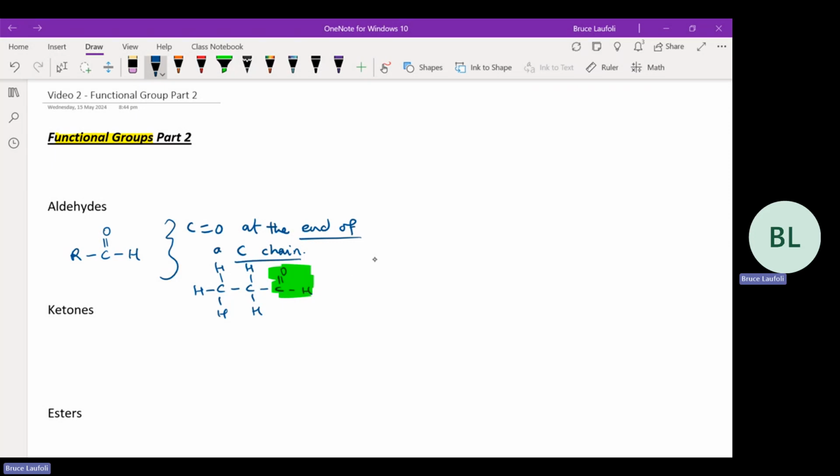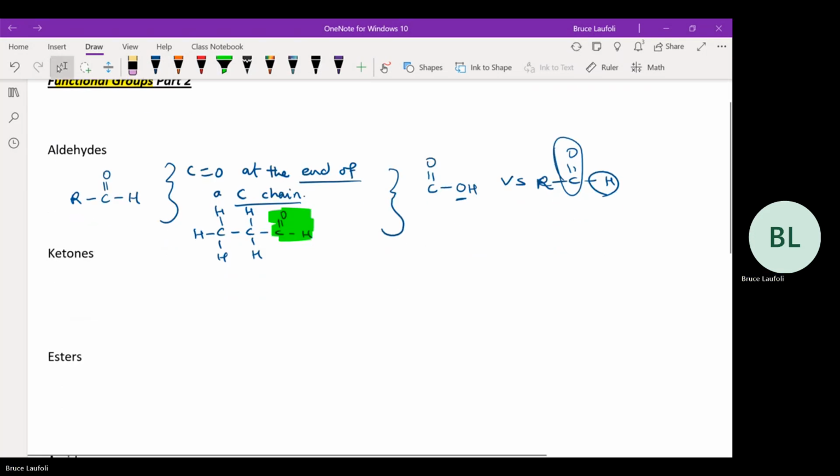Okay, not to be confused with carboxylic acid, because remember carboxylic acid has an OH, whereas aldehydes just have a single H, because it's really about the double bond O. Carbon can have four bonds. Let's just do that as R. And so that's why there's an H on the right hand side.